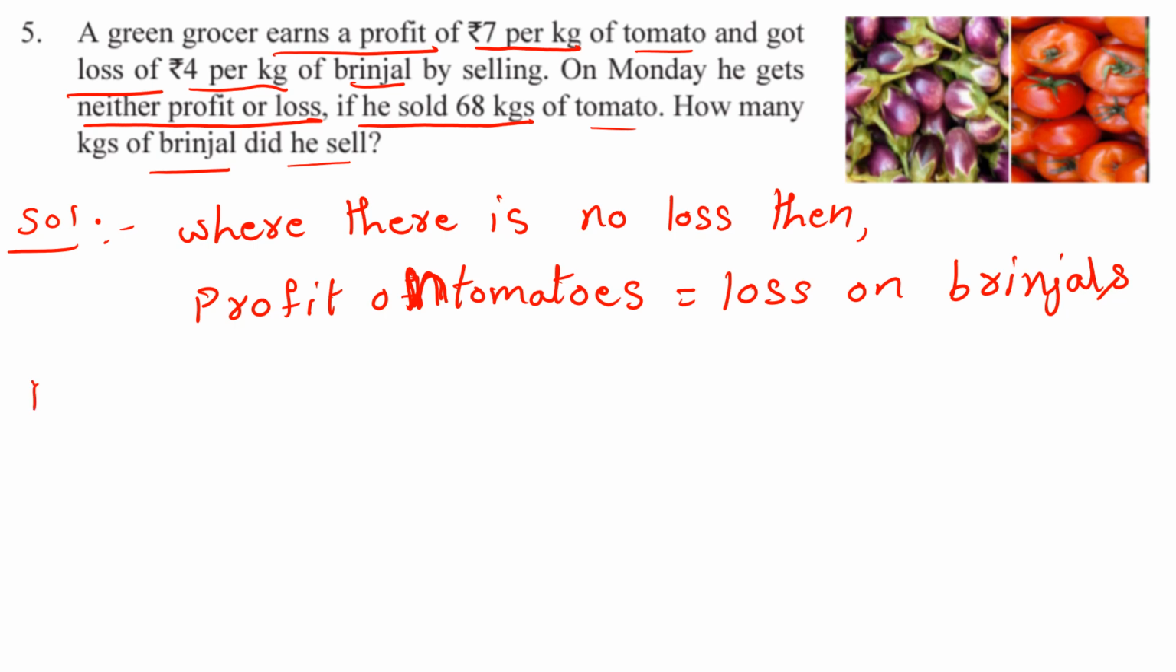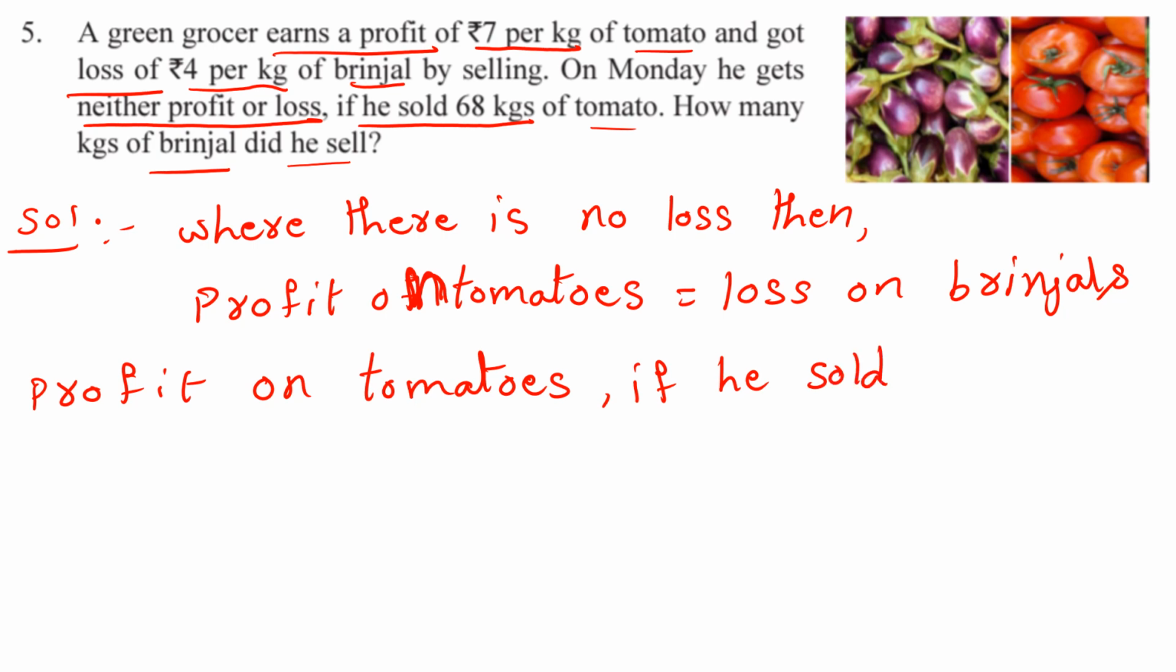Now, what is the profit on tomatoes if he sold 68 kgs of tomatoes? We should multiply it, right? 68 into 7 equals 476 rupees. So 476 rupees.